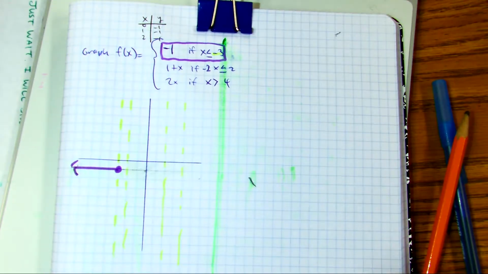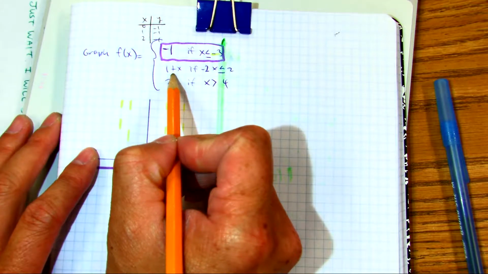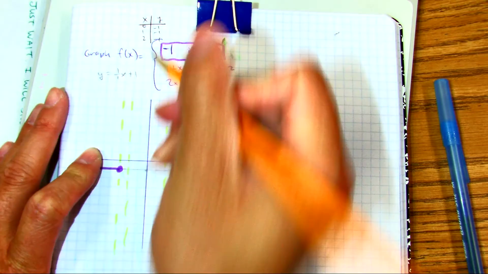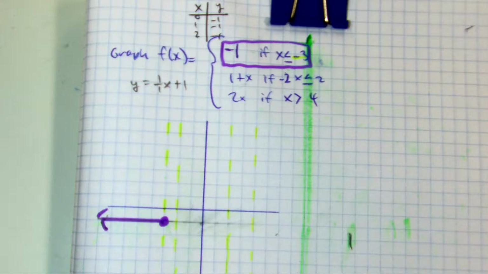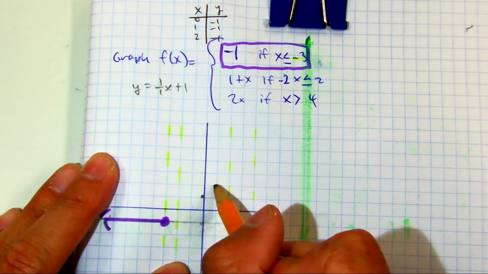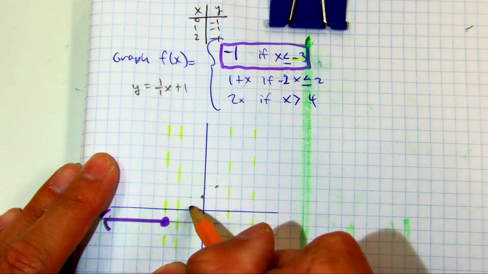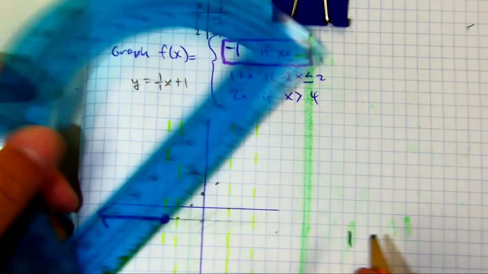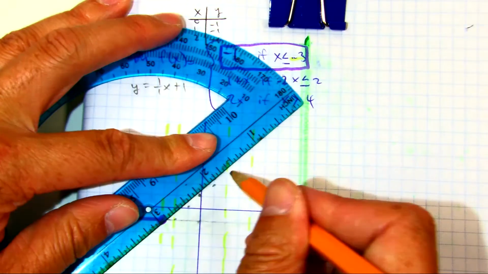Okay, 1 plus x is the same thing as y equals 1 over 1x plus 1. Why do I need to know that? So then I can go at +1, rise of 1, run of 1, and you can go this way, -1, -1, right? And really, you want to go all the way down to the boundary. And your graph's going to look something like this.